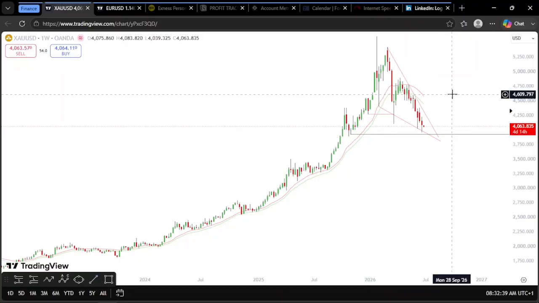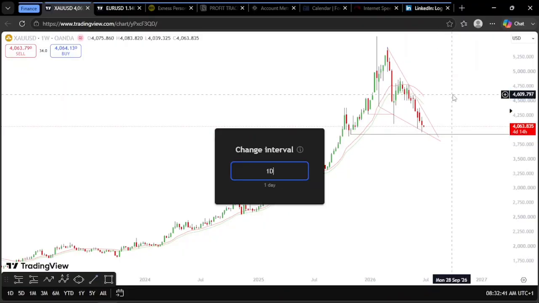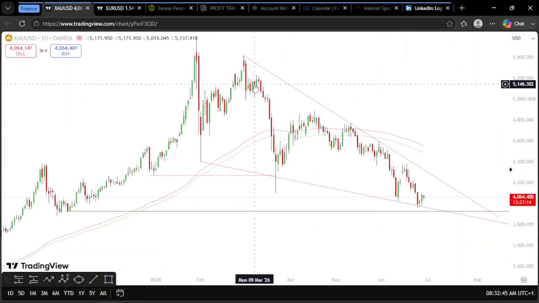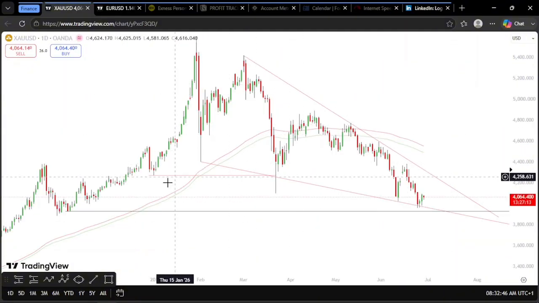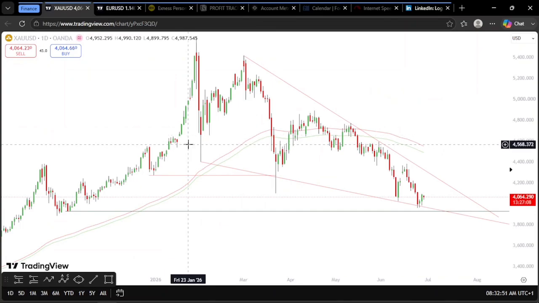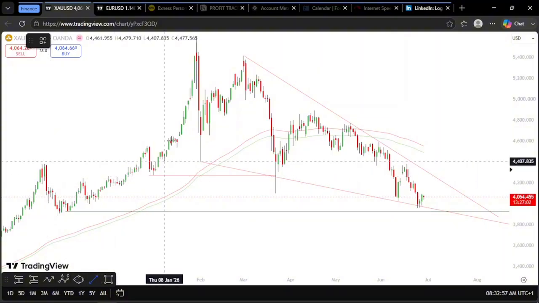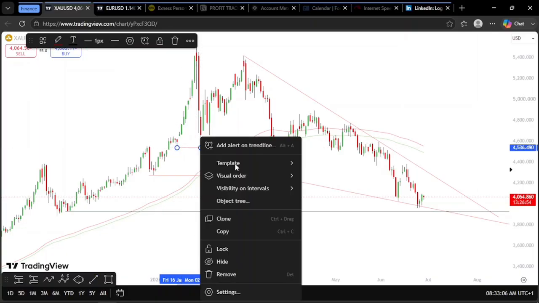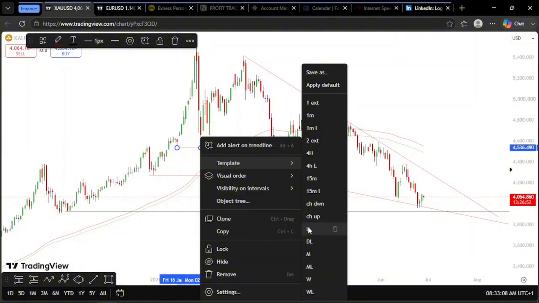So if we go to the daily time frame, we are going to see that this is actually clearer. As you can see on the daily time frame, it's even clearer. On the daily time frame, we've already had a break of structure because, as you can see, price already broke below. This was our low on the daily time frame.